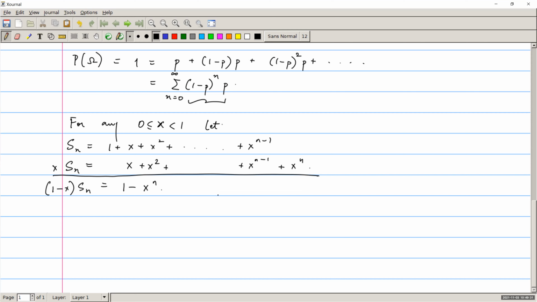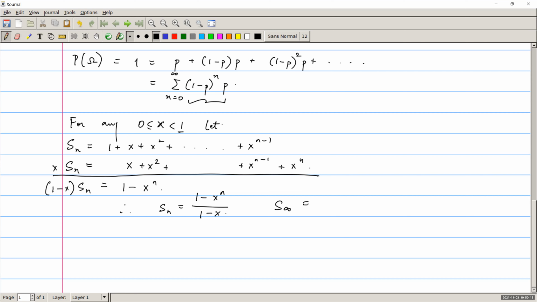Okay, so what is Sn? 1 minus x to the n over 1 minus x. So Sn is (1 minus x to the n) divided by (1 minus x). Now x is strictly less than 1. So what is the sum? What is S infinity? Right, so if x is a number less than 1, like 1/2, then x squared is less than x, x cubed is less than x squared. So x to the n keeps decreasing with n.